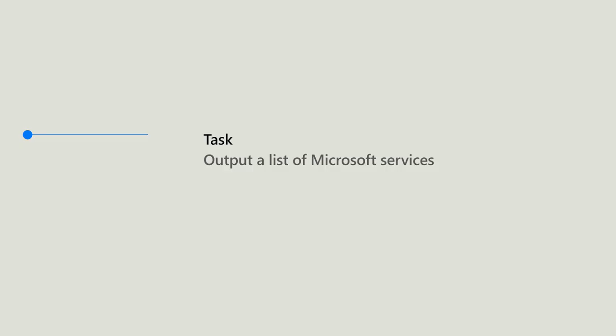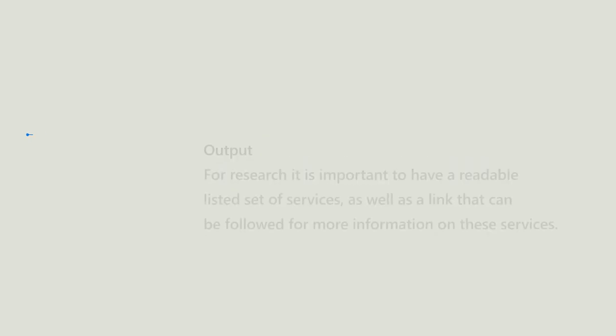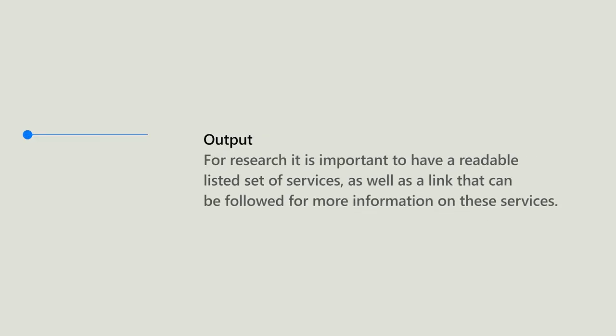Next, the task is to output a list of Microsoft services. You'll then provide Microsoft Copilot in Bing with detailed context about the current workflow. A startup business looking to hire remote workers and create a collaborative environment. And finally, you'll specify the format and type of output you want from Microsoft Copilot in Bing. For research, it is important to have a readable listed set of services, as well as a link that can be followed for more information on these services. Now let's walk through these steps using the Microsoft Copilot in Bing interface.